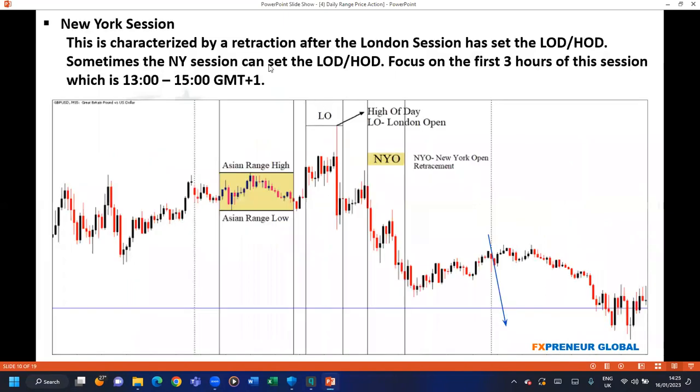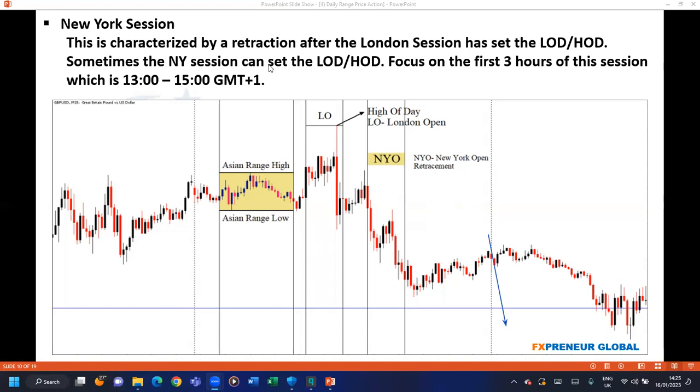The next session is the New York session. This is characterized by a retracement after the London session has set the high or the low of the day. Sometimes the New York session can set the high or the low of the day. Focus on the first 3 hours of this session, between 1300 to 1500 GMT plus 1. This session is characterized by a retracement of the activity that was done during the London session. At this point, the market does about 50% retracement before continuing in its original trend.